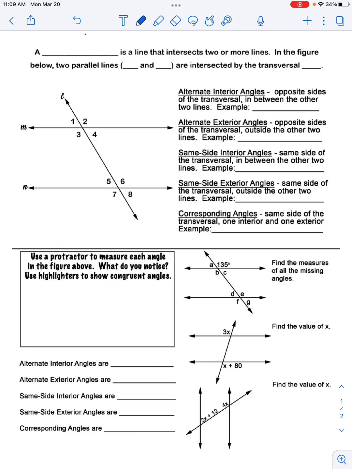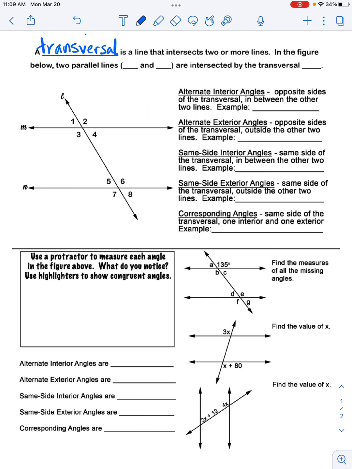All right, today we're going to be talking about parallel lines and the angles that are formed when they are cut by another line called a transversal. So a transversal is a line that intersects two or more lines.